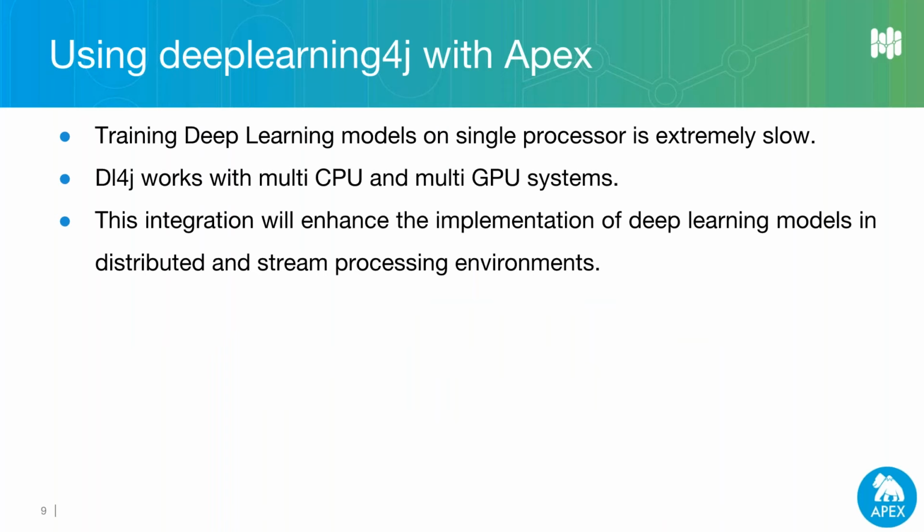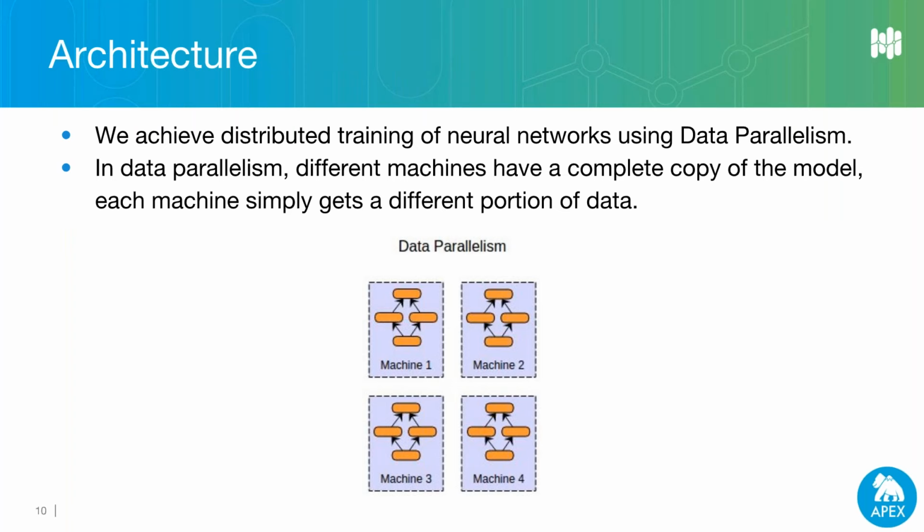So why we thought we can use deep learning with Apex. Training deep learning algorithms on a single machine is very time consuming. It could take literally hours or days to run these algorithms. The advantage of DL4J is that it can work with multiple CPUs or GPUs, and we can take this advantage and use Apex, which has a cluster with multiple CPUs and GPUs, and run these algorithms on top of Apex. If we integrate these two, we feel that the time to train as well as score can be improved by a very large factor. That's why we are trying out this integration.